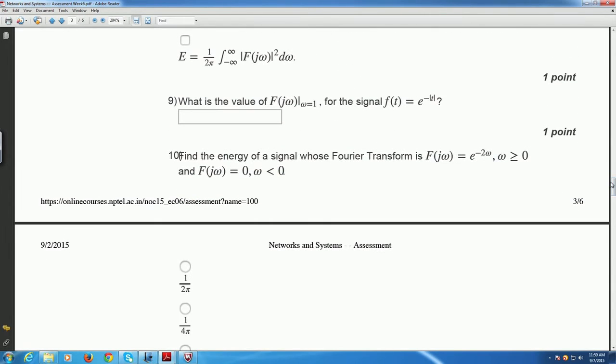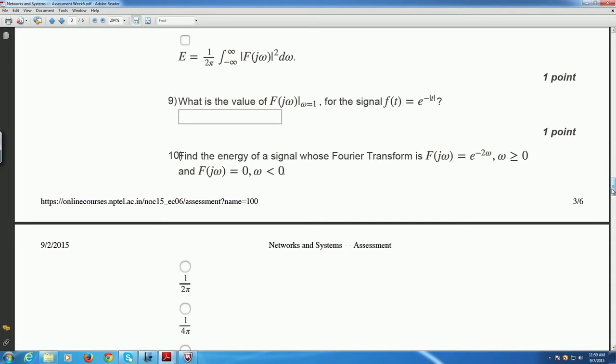The ninth question is also quite straightforward. In most tables of Fourier transform, you will find the Fourier transform for e power minus mod t. You will find the Fourier transform directly listed. You can just go there, use that, and substitute omega equal to 1, and you will get the answer. So, it is a straightforward question.